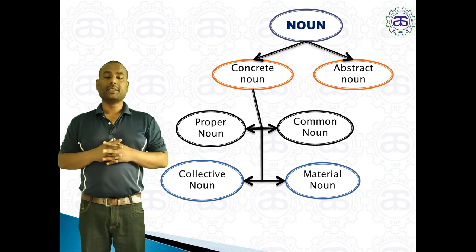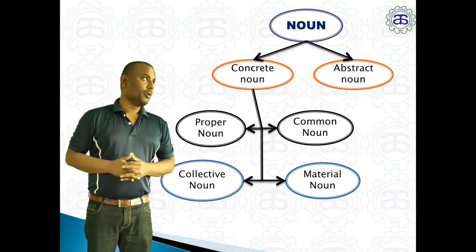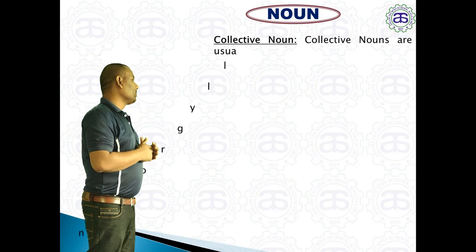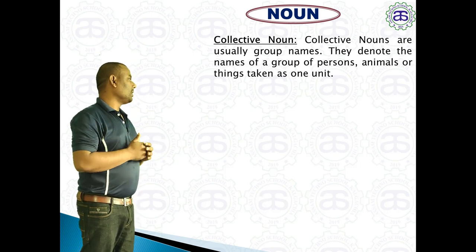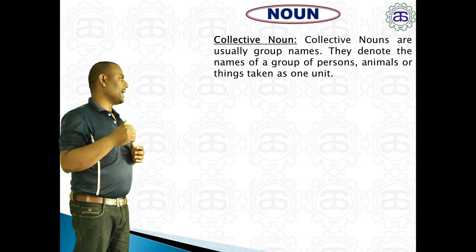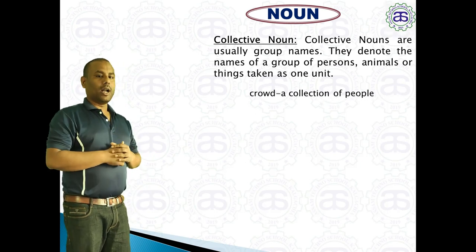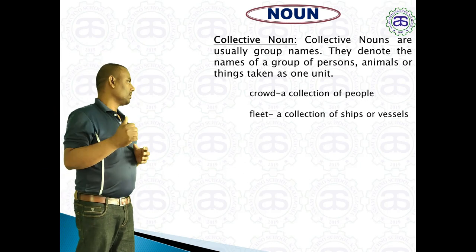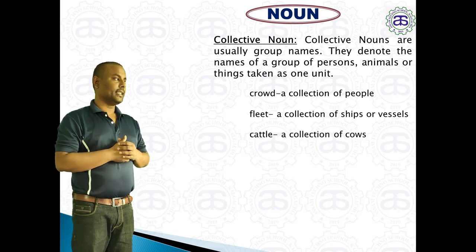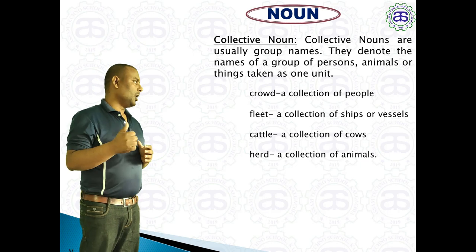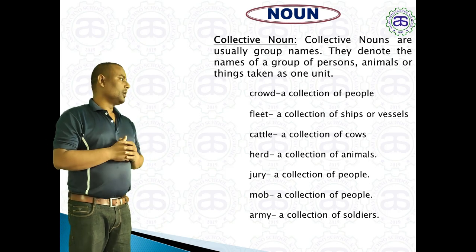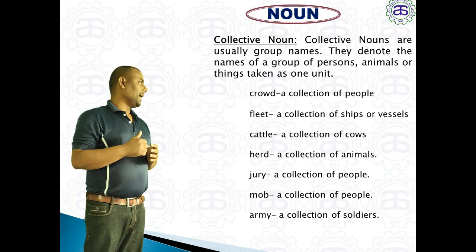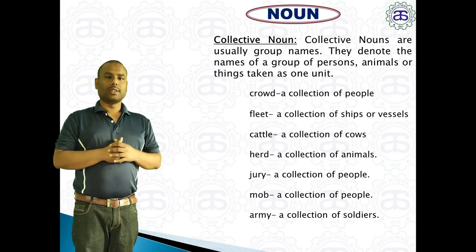So let us go through the definition of collective noun in written form. You can see on your screen, and I will read as well. Collective nouns are usually group names. They denote the names of a group of persons, animals, or things taken as one unit. For example, crowd, a collection of people. Fleet, a collection of ships or vessels. Cattle, a collection of cows. Herd, a collection of animals. Jury, a collection of people. Mob, a collection of people. Again, army, a collection of soldiers.